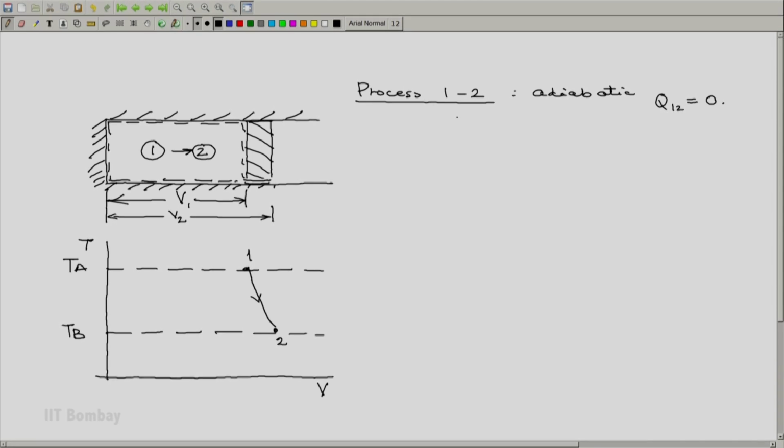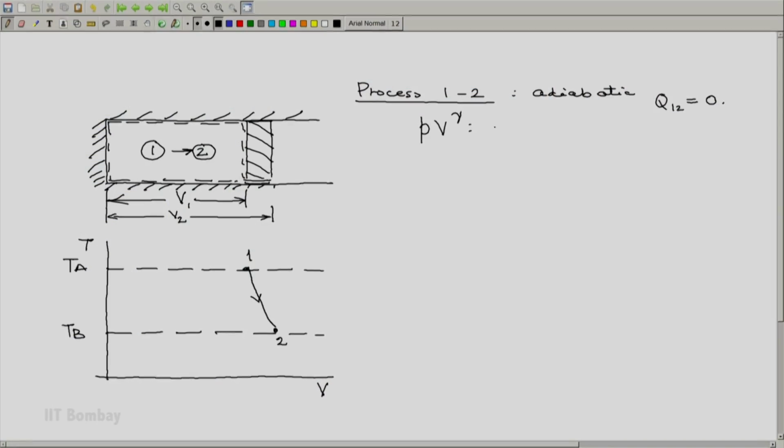And we have already shown a while ago that for an ideal gas under these conditions, that is a quasi-static process, only PdV work to be done, and a stationary system, that means dE equals dU. We are not expecting the gas to be moving at different velocities or going up and down in a gravitational field. So under these conditions we have shown that PV raised to gamma will be some constant. This exercise we have already done.